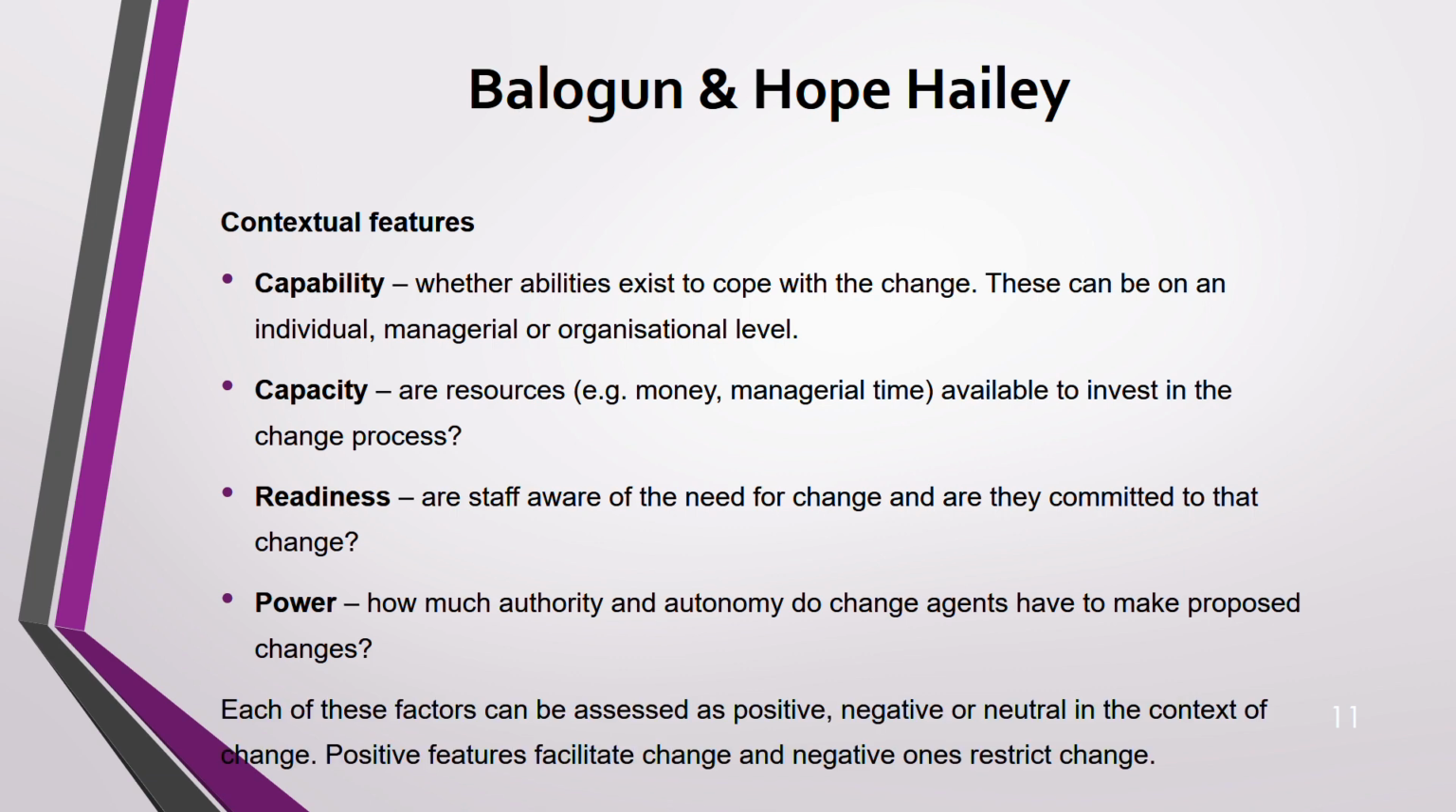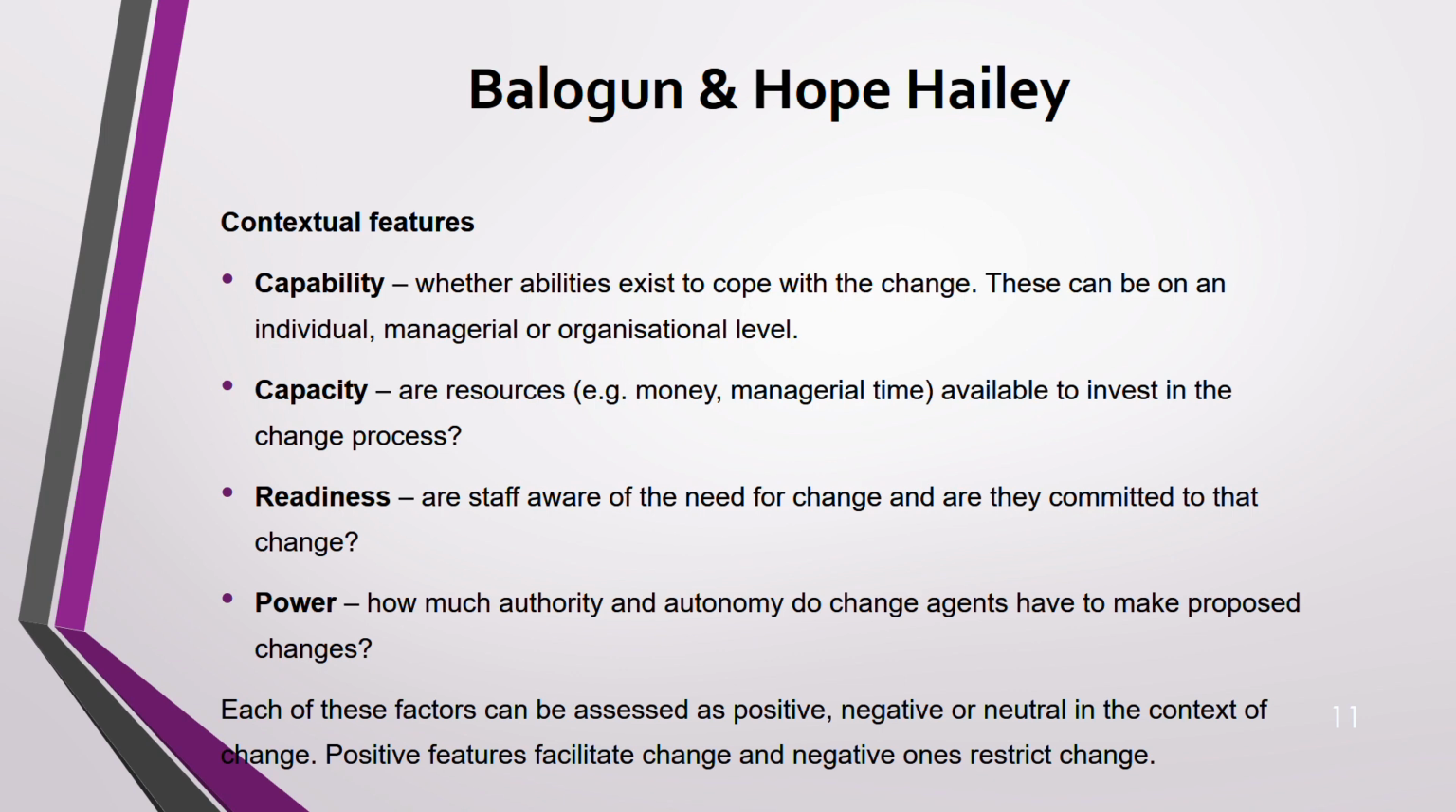Then each of these factors can be assessed as positive, negative, or neutral. Remember, in an exam, if you have to use this model, Bagley and Hope-Haley's model, the 8 contextual features, you have to name them, and you have to tell whether each is positive or negative. For example, your staff are not willing to change. You can say readiness is negative, or you might have capacity. You can say it's positive.